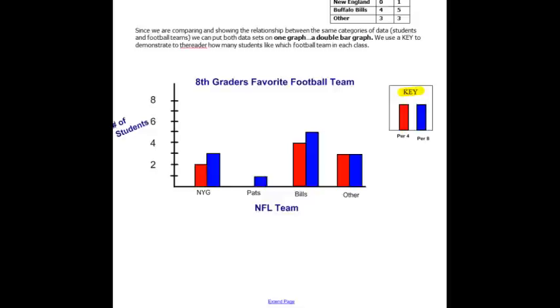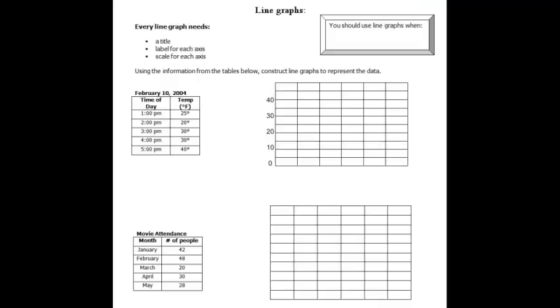Line graphs are next. You should use line graphs when we're comparing changes over time. All right, so every line graph needs a title and a label for each axis and a scale for each axis. So if we look at the first graph, it's saying what was the temperature at various times of the day on February 10th, 2004. So I'm going to put the temperature along my y-axis, and notice how I have scaled that out. So each line is going to be 5 degrees.